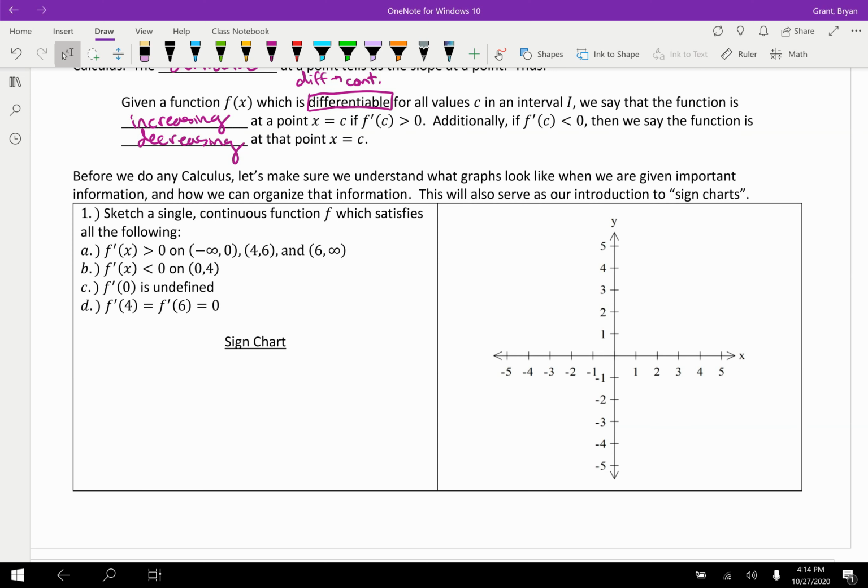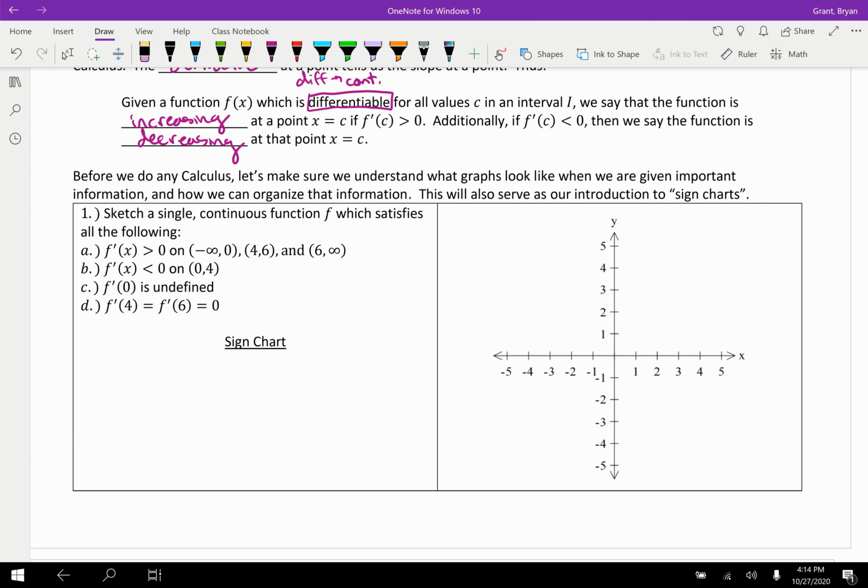Let's make sure we can understand what graphs look like if we're given some important information about the derivative, and make sure we can organize that information too. We kind of did this last class, where we discussed what it looked like if the slope was 0 at certain points. But we didn't discuss these various intervals. And so what I'm actually fond of doing is making a sine chart first that's going to help us organize all of this information. Now, how do we organize this?